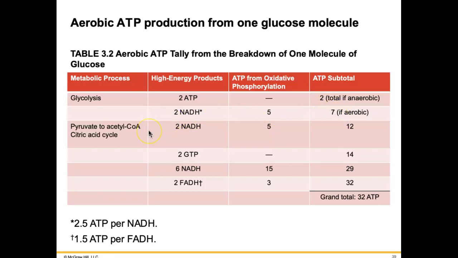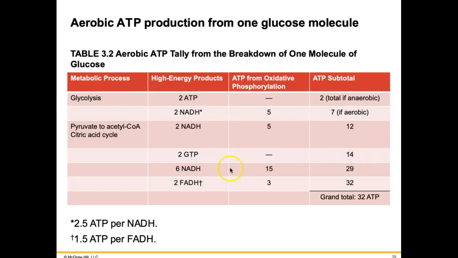Then we are going to go through the citric acid cycle and take our 2 NADH produced from pyruvate and convert it into acetyl-CoA, and that is going to produce 5 more ATP for us. So our total count is now 12. We also, in that cycle, were able to obtain 2 GTP. Remember, we broke off those phosphates and gave them to ADP, so we can gain 2 more ATP. So now our total is going to be 14.